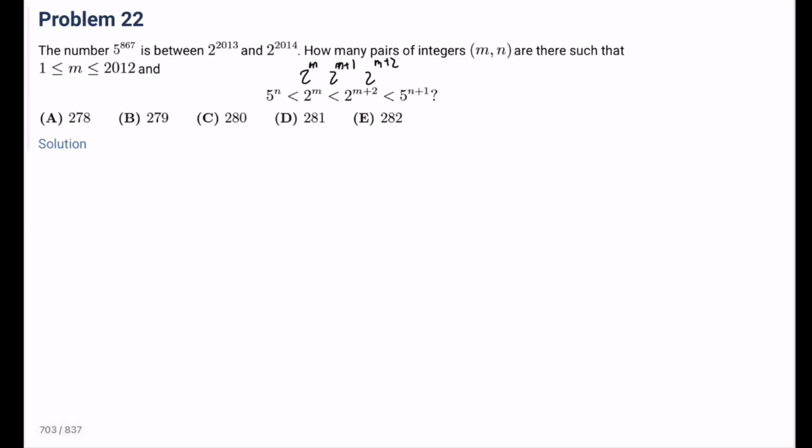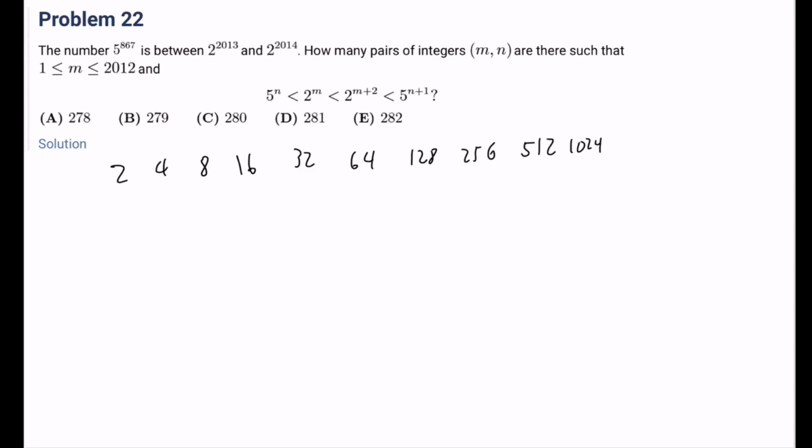And so this means that between consecutive powers of 5, there are 3 powers of 2. If we list the powers of 2, it's going to be 2, 4, 8, 16, 32, 64, 128, 256, 512, and then 1024, and 2048, and so on. But if we superimpose the powers of 5, then 5 is going to be here, and 25 is going to be here, and 125 is going to be here, and 625 is going to be here, and so on.